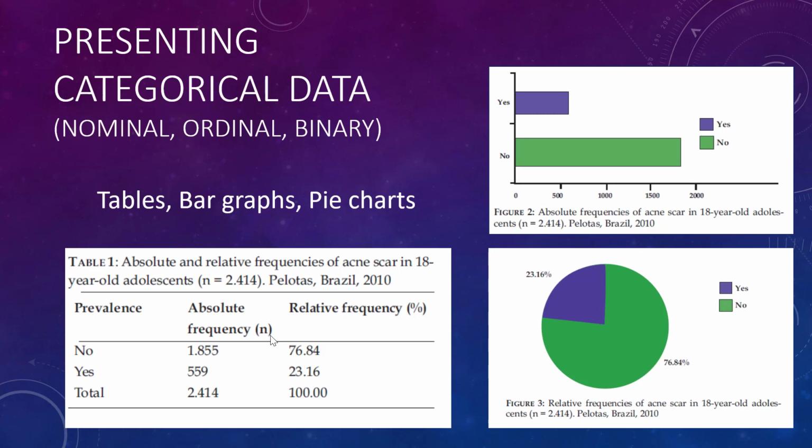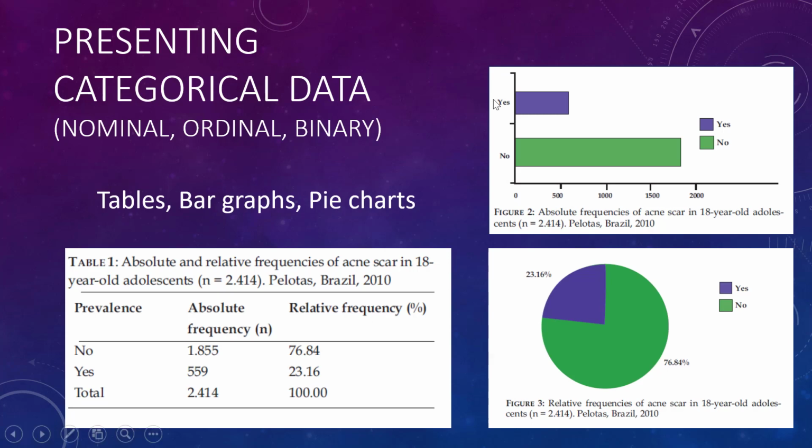Categorical data can be presented in many different ways. These are just some of the different ways. We can look at tables here. This is just yes, no, so it's binary data. Here's the absolute frequency, meaning the total number. We look at the relative frequency, which is the percent.